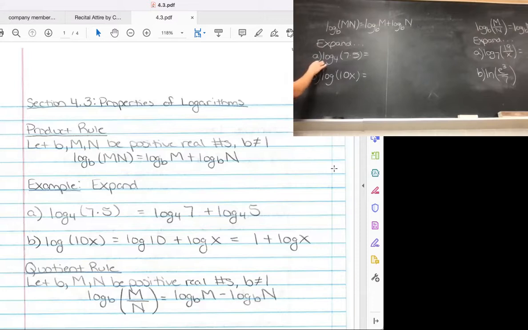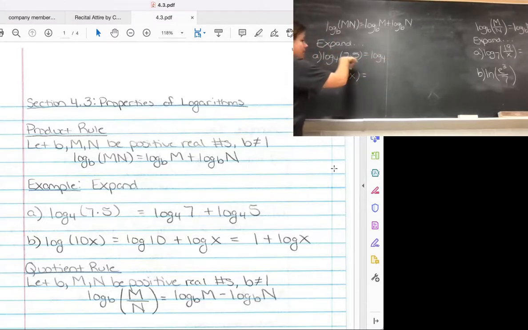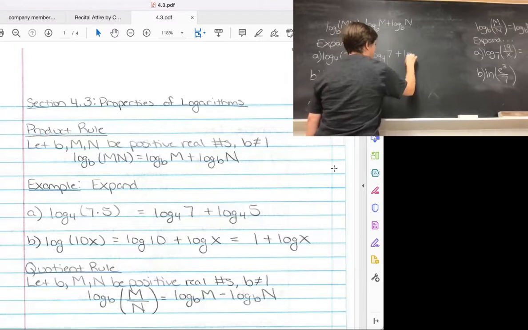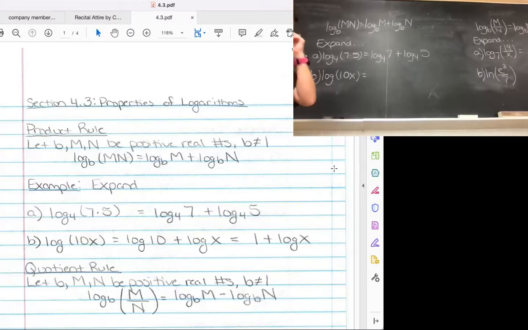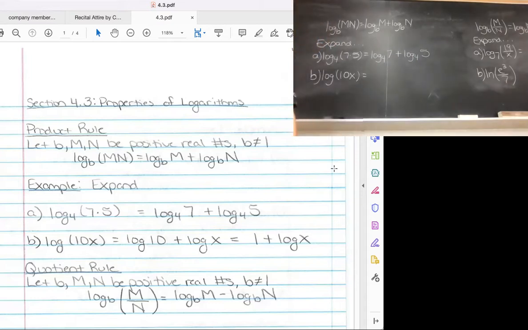So the first one we have is log base 4 of 7 times 5. Based on our product rule, we can write this as log base 4, because the bases stayed the same, and then we put the first factor, the 7, and then a plus, and then log base 4 of 5. We have now expanded that logarithm from log base 4 of 7 times 5 to log base 4 of 7 plus log base 4 of 5. That is what the product rule allows us to do.